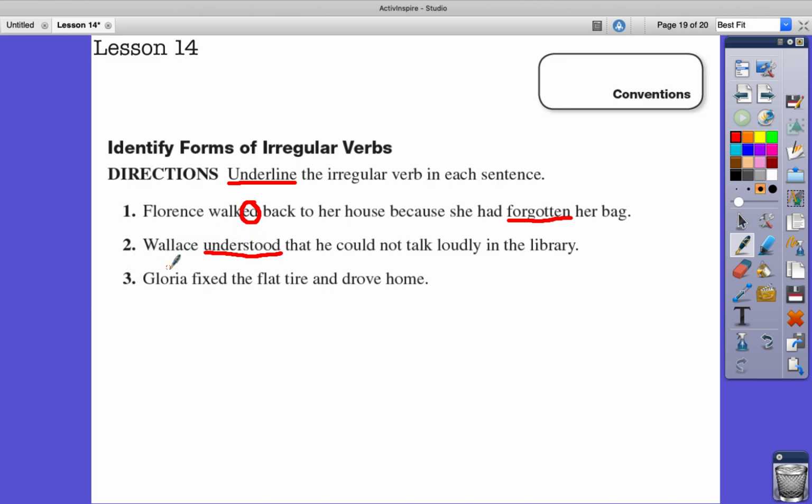Finally, number 3, Gloria fixed the flat tire and drove home. Okay, so again, I see this ed ending. That's regular. To change the verb fix in the present tense, it changes to fixed in the past tense. Now if I look here, drove is my irregular verb because the present tense verb is drive. I'm changing this middle vowel. So again, my irregular verbs in number 1 is forgotten, in number 2, understood, and number 3, it's drove.